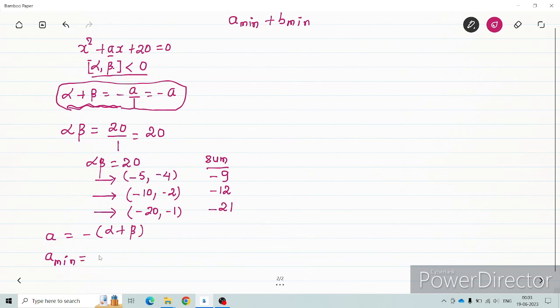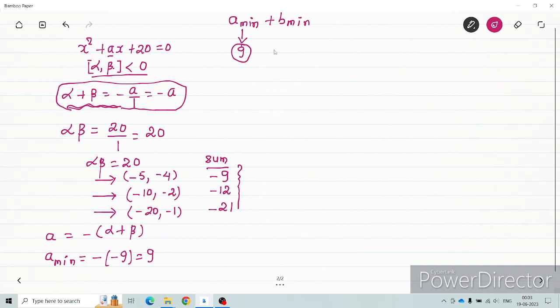So if you look at these three combinations, the minimum value is -9, right? So we can write negative of the summation of alpha plus beta is -9. So a minimum is 9. So here a minimum is 9. So we have found the minimum value of a.